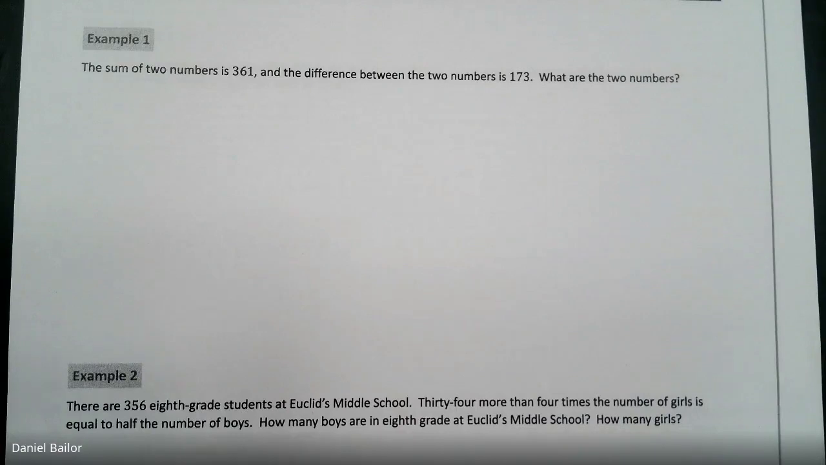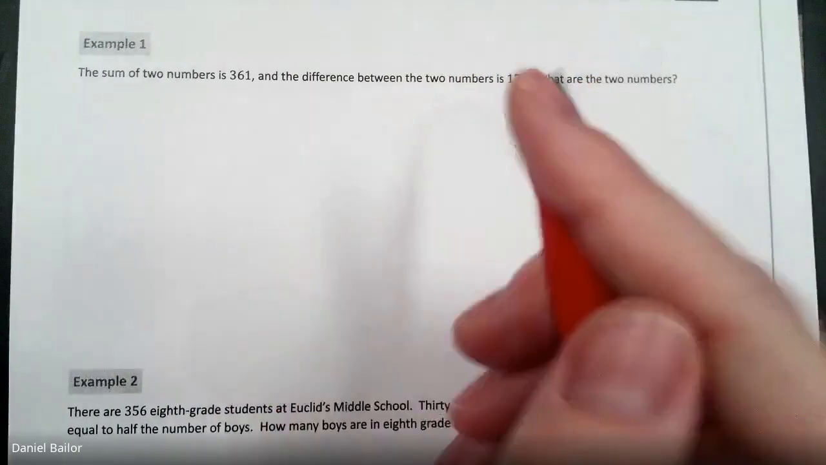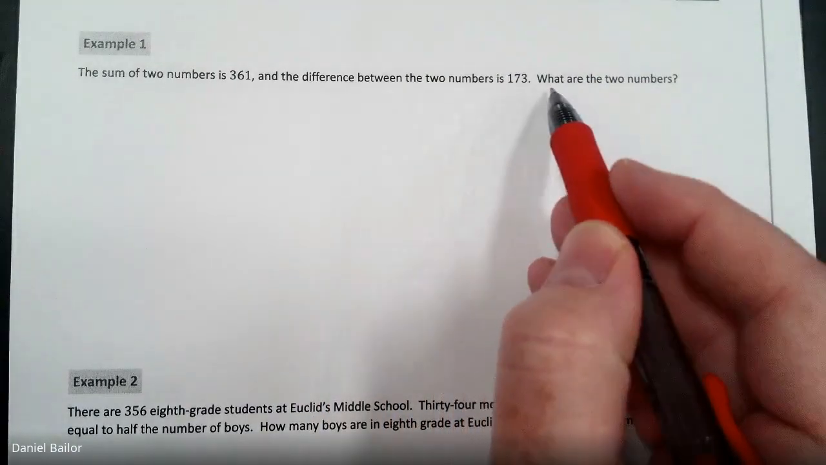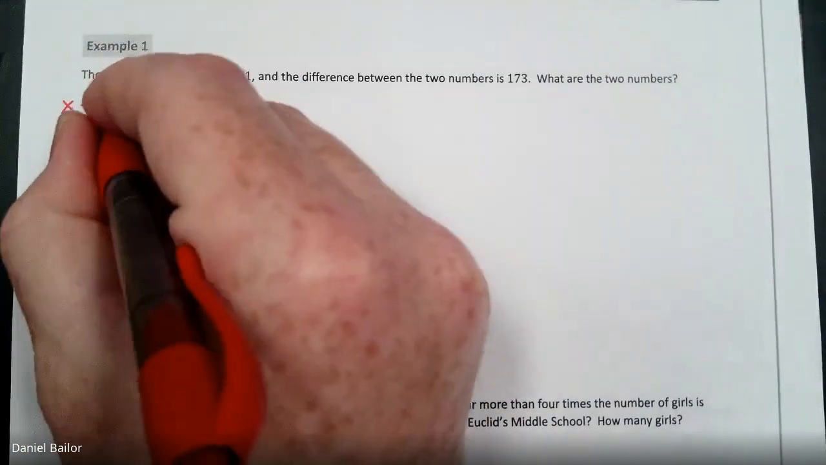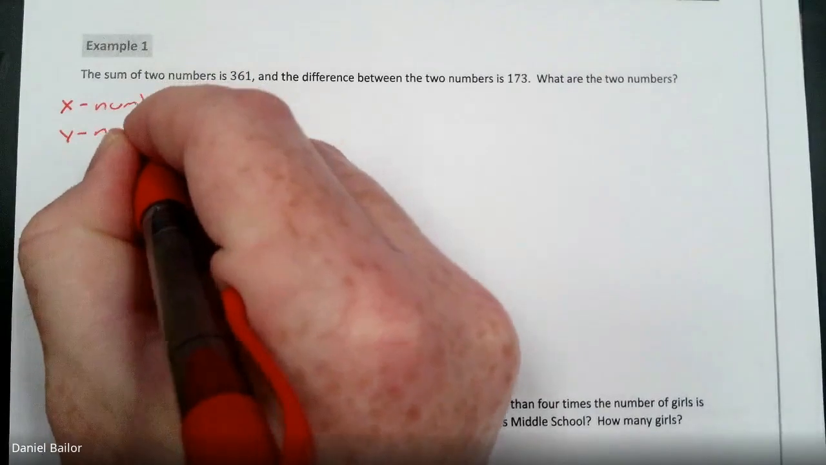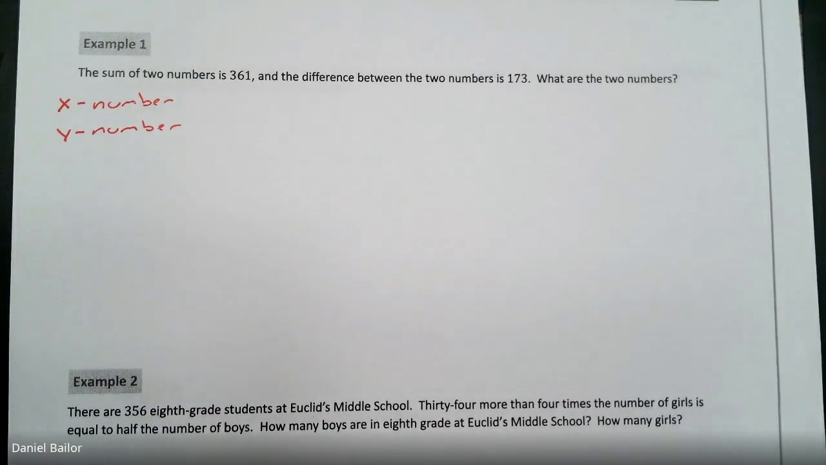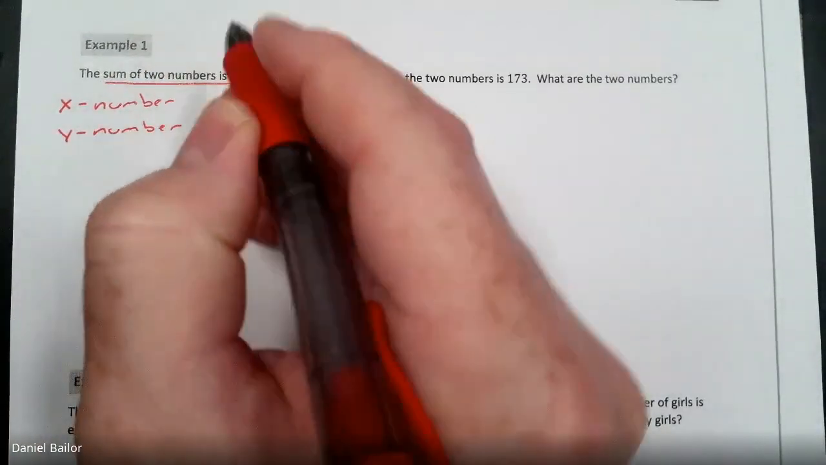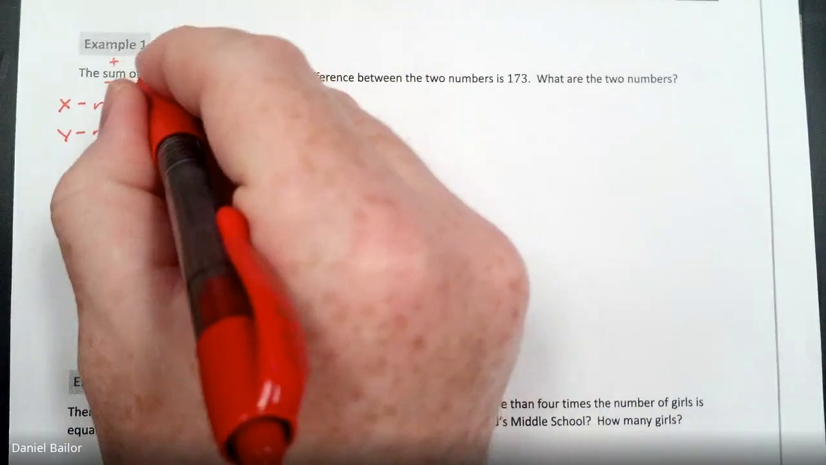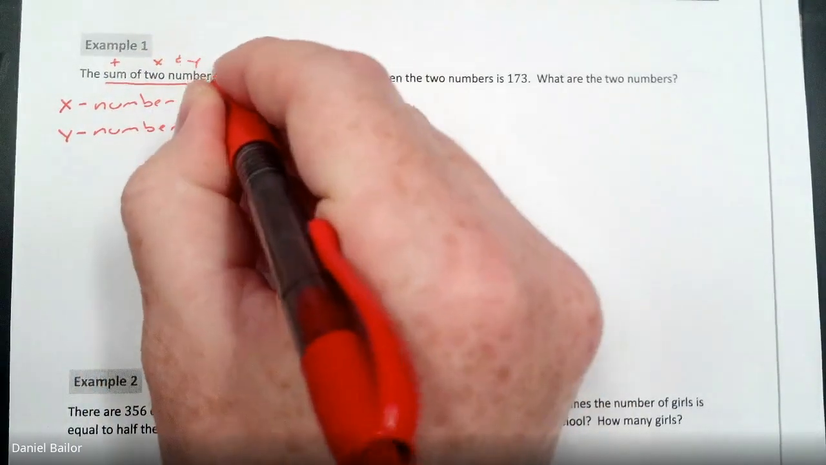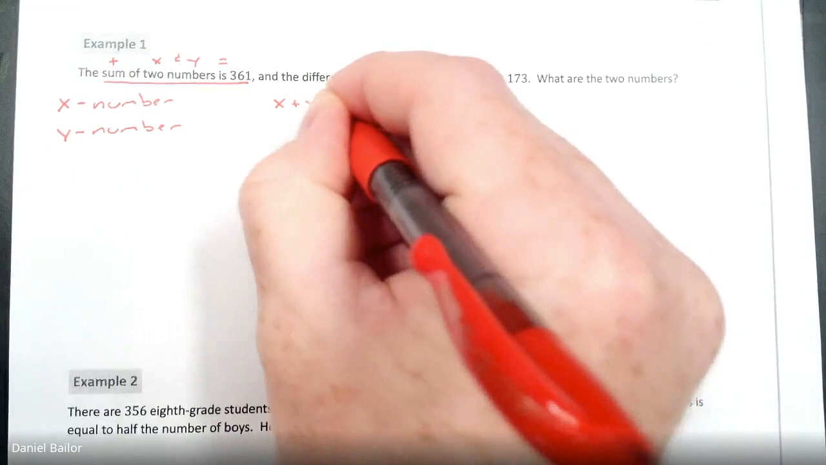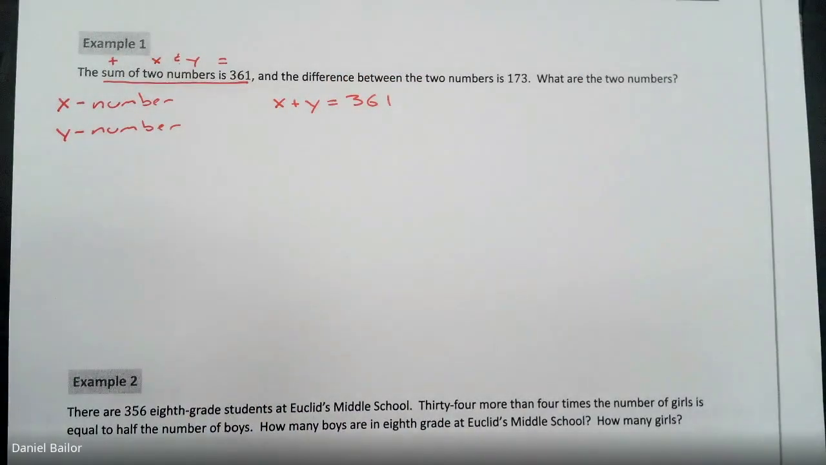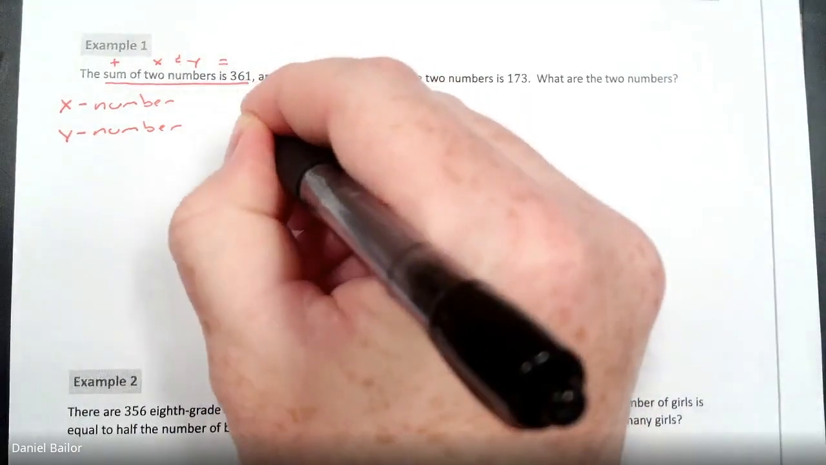Okay, let's look at example one. It says the sum of two numbers is 361. The difference between the two numbers is 173. What are the two numbers? So there are two numbers we do not know. Let's say x and y. We have two numbers. X is a number and y is a number. What do we know about these numbers? Well, we know the sum of the two numbers. So add, sum means add, x and y equals 361. So I know that if I add x plus y, I get 361. That's one of the equations in my system.